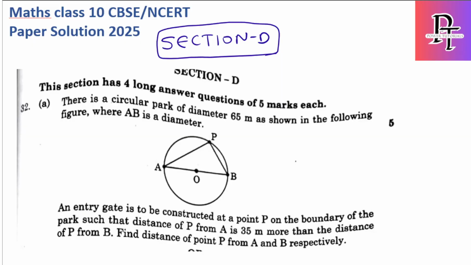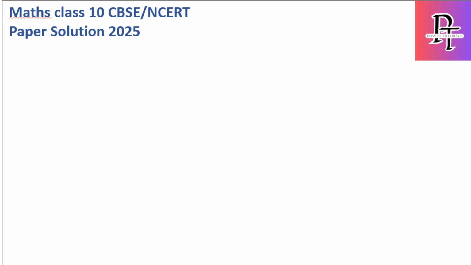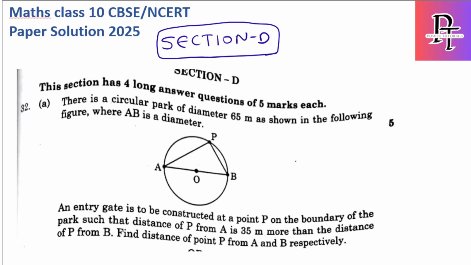And now we are starting with section D questions. So section D, you can see here we have 4 long answer questions and each question carries 5 marks. So we are going to cover all 4 questions now.